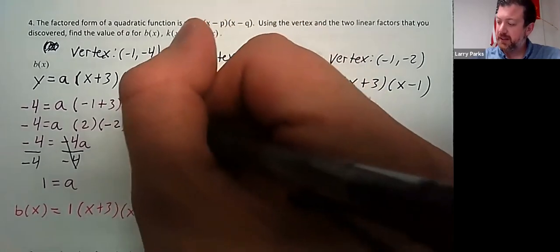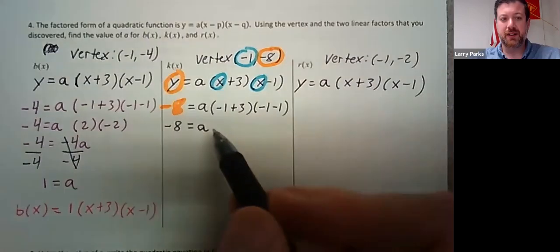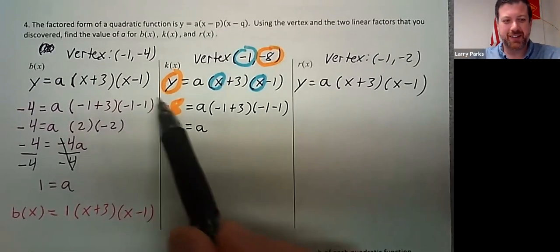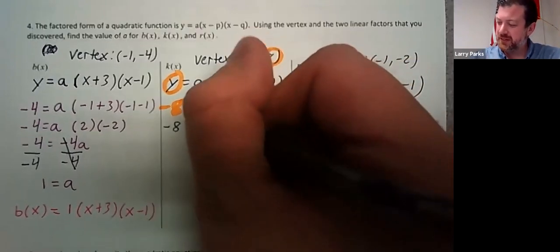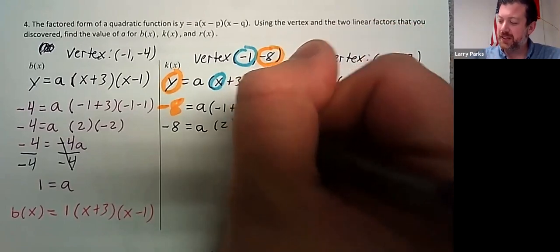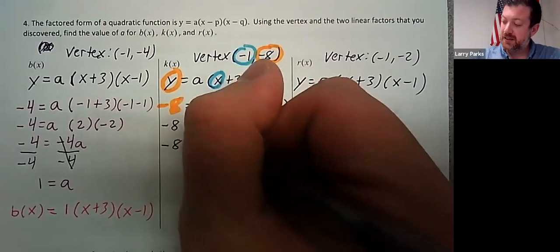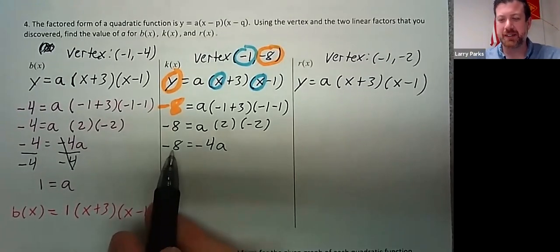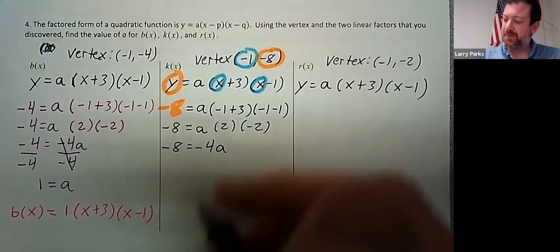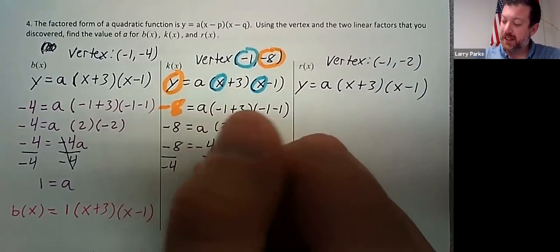And that's going to be -8 for a. And then, I mean, we could keep doing this, but we already did it earlier. I'll just show it. -1 plus 3 is 2. -1 minus 1 is -2. So you still get -4. But now when you divide by -4, because this number got a little bit different, divide both sides by -4, and you get a is 2.